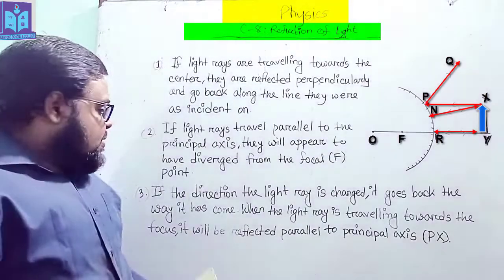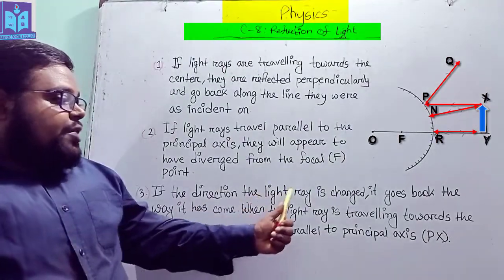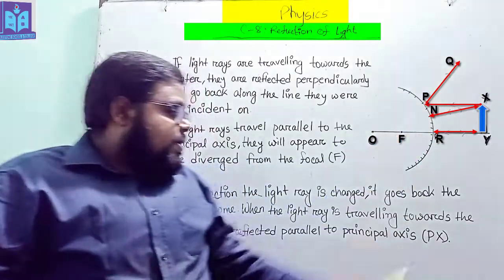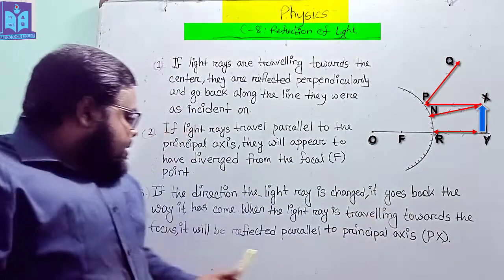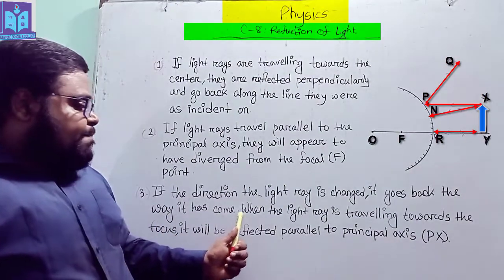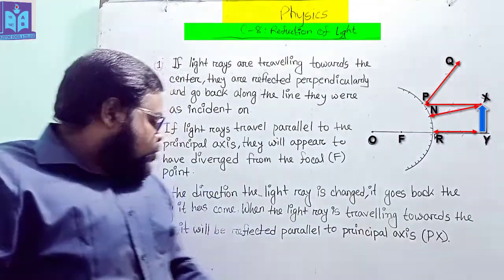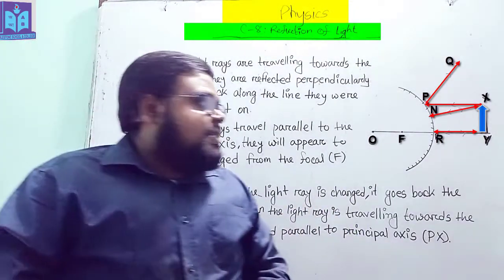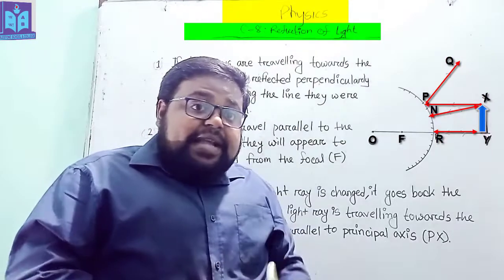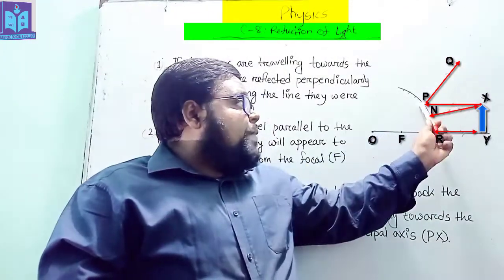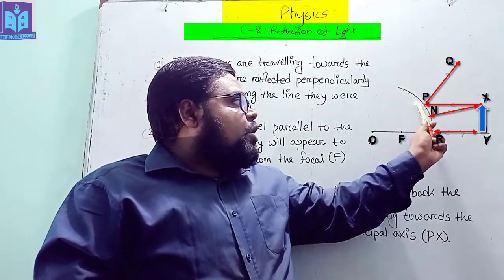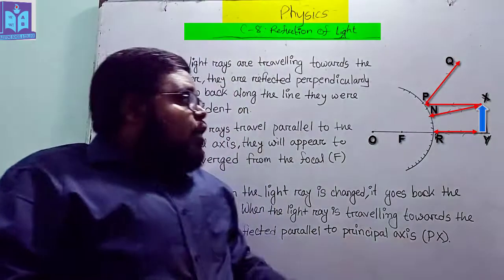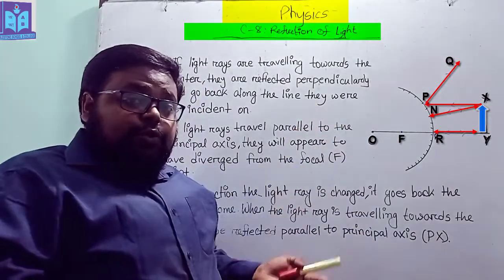The third one is, if the direction of the light rays is changed, that means if we change the direction of the light rays, it goes back the way it came, when the light rays are traveling towards the focus, it will be reflected parallel to the principal axis PX. That means if the light goes from Q to P, then the reflected ray will go to PX. Now I will show you how the image will form based on these rules.